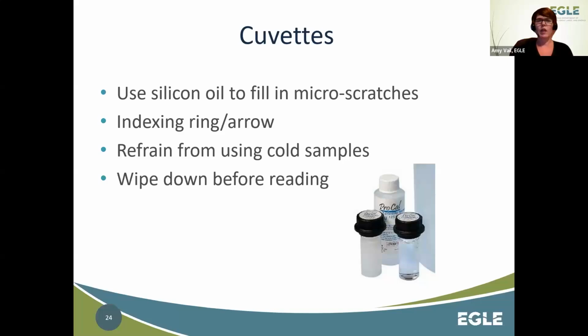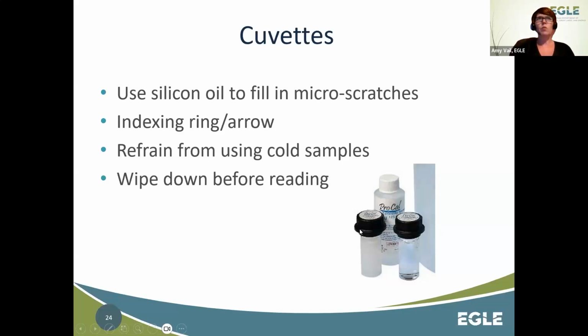And so it looks like it's been absorbed in the sample when really it's been deflected by the condensation. So you get an incorrect reading. A lot of these have what's called an indexing ring on it. So it's like a little arrow or a little white line on it.